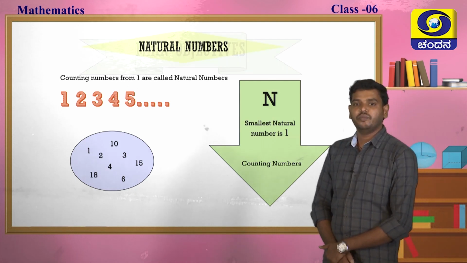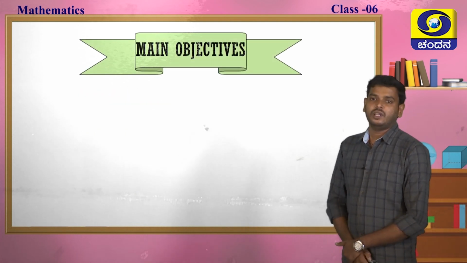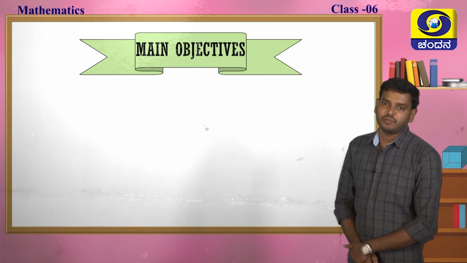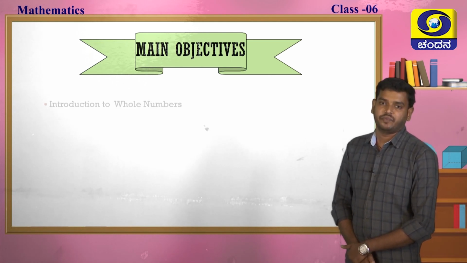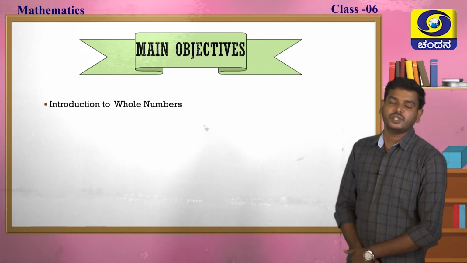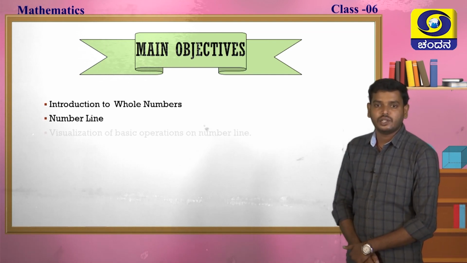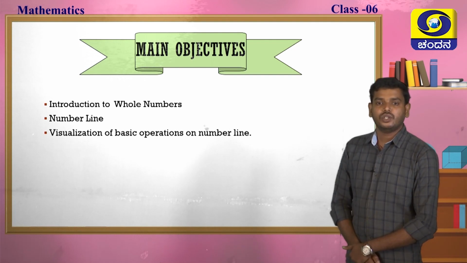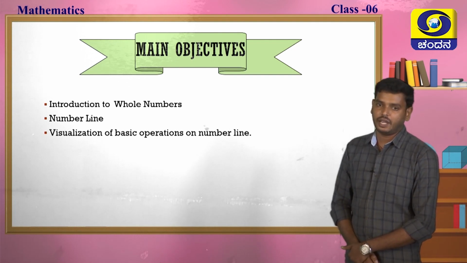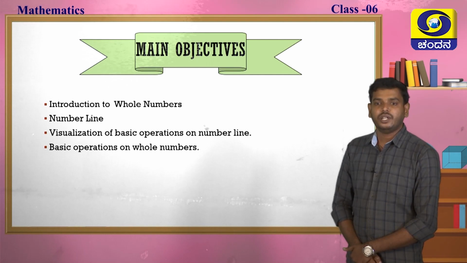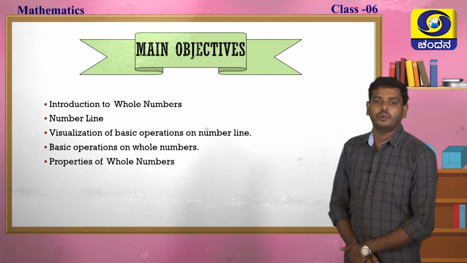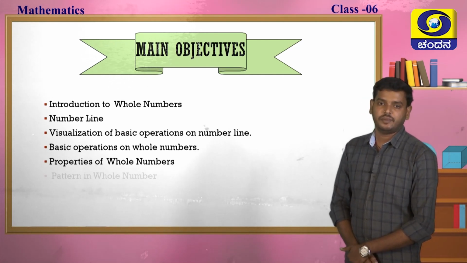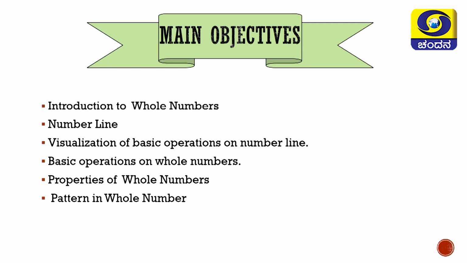Then we will move to the next thing, that is, what we are going to study in this chapter. We will learn the introduction to whole numbers, the number line, visualization of basic operations on the number line, basic operations on whole numbers, properties of whole numbers, and patterns in whole numbers. These are the objectives of the chapter.